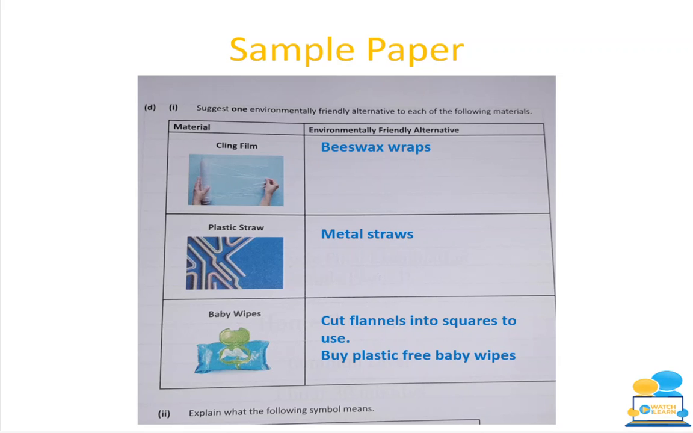Instead of using plastic straws, you could use paper or metal straws, which would be reused. Baby wipes, you could cut flannels into squares to use, or you could just buy the plastic-free natural baby wipes. So I know, for example, Aldi does sell wipes that are biodegradable.